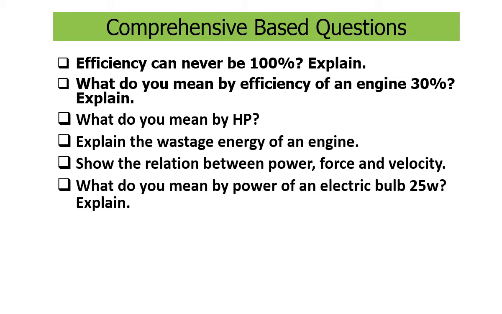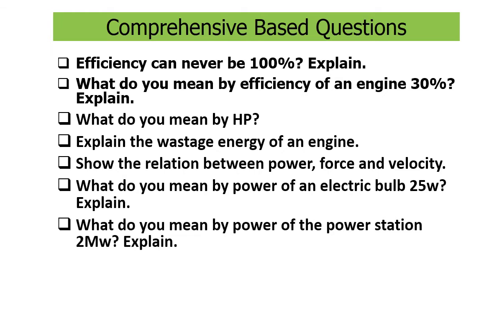The power of an electric bulb 25 watt means 25 joule of heat energy and light energy will be produced in 1 second. And the last question is, what do you mean by power of a power station 2 megawatt? Here MW means megawatt.